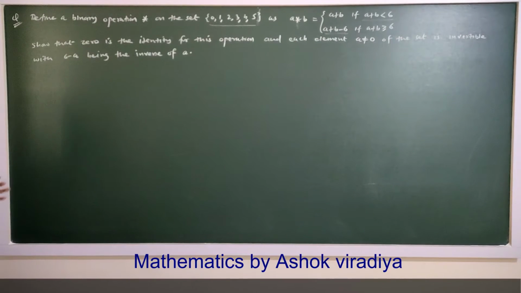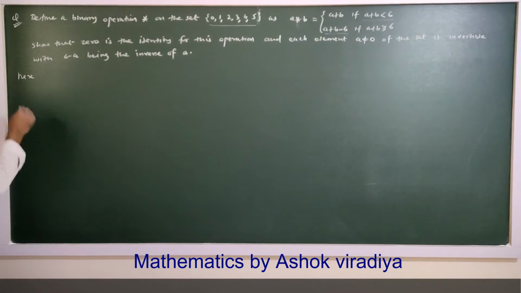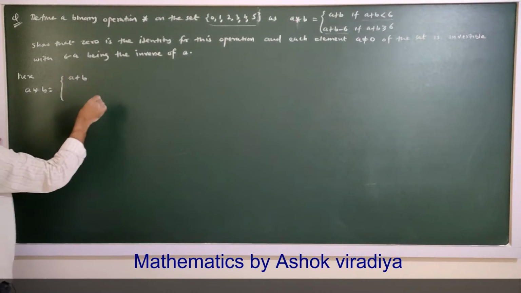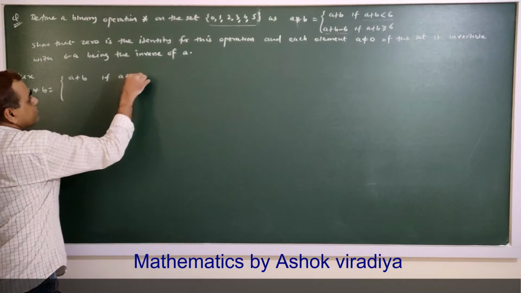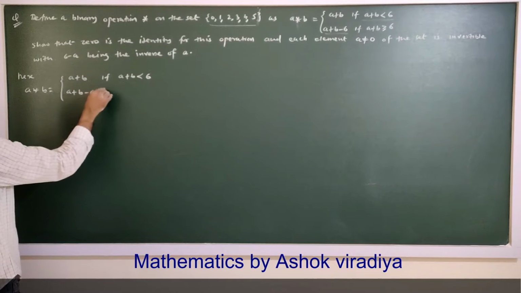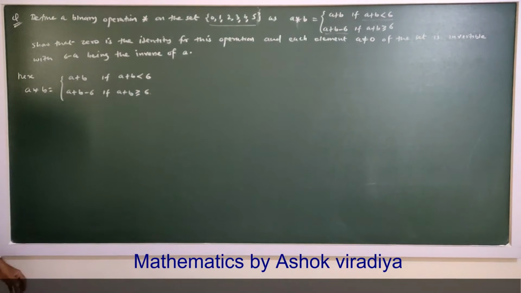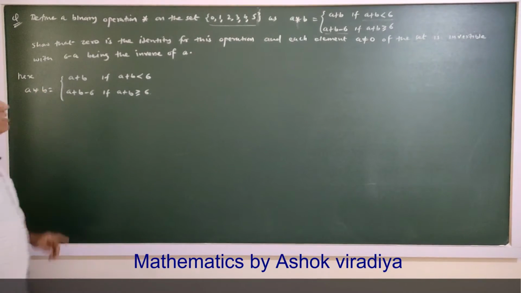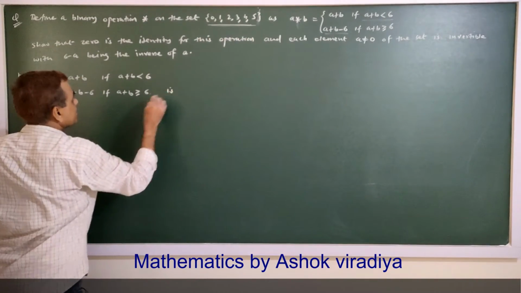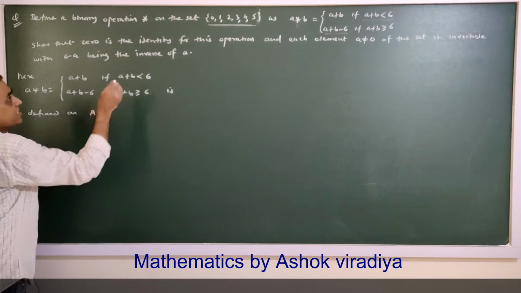Say here this binary operation A star B is defined this way: A plus B if A plus B is less than 6, and A plus B minus 6 if A plus B is more than or equal to 6, where A and B are numbers from this set on which it is defined. Let me say this is set A.